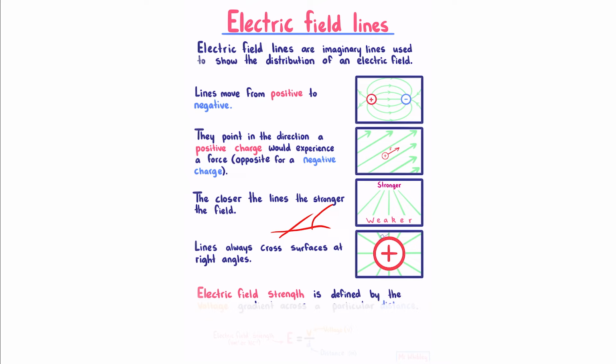Electric field strength is defined by the voltage gradient across a particular distance. Putting this mathematically, our electric field strength, symbolized by capital E, is voltage per distance. So if the voltage changes quickly over a particular distance, then we have a strong electric field. However, if the same voltage change were to take place over a much greater distance, then we'd see a much smaller electric field strength. As this equation might suggest, since we have volts divided by meters, those are our units for electric field strength, though we can also use the units of newtons per coulomb.